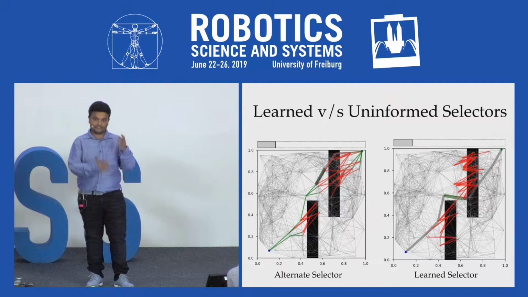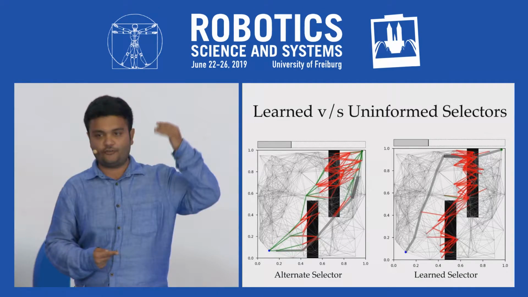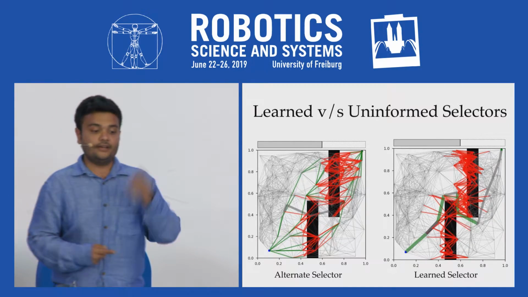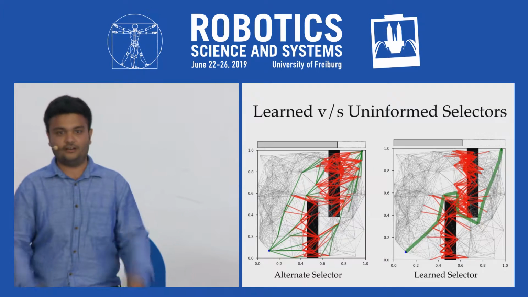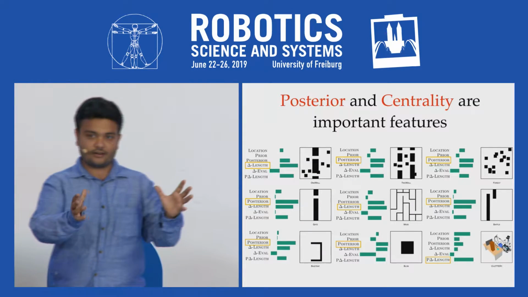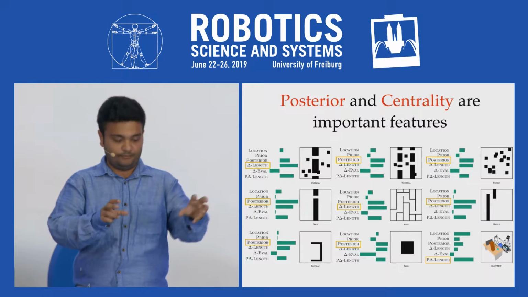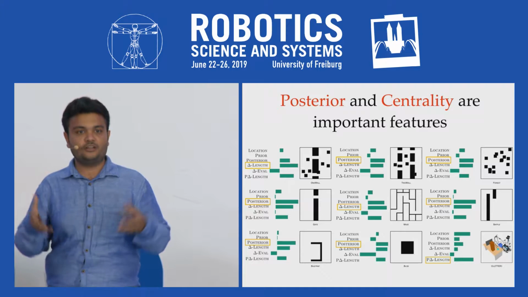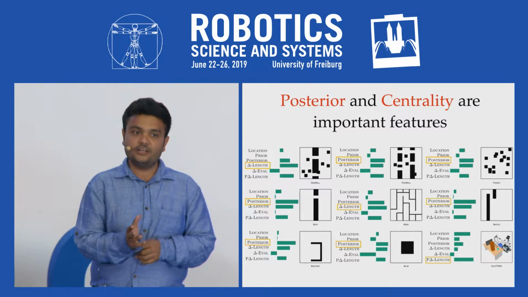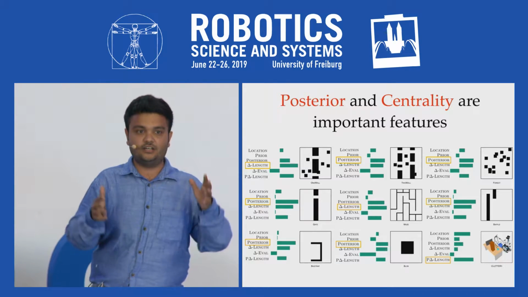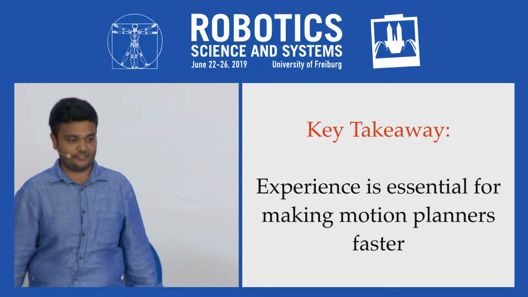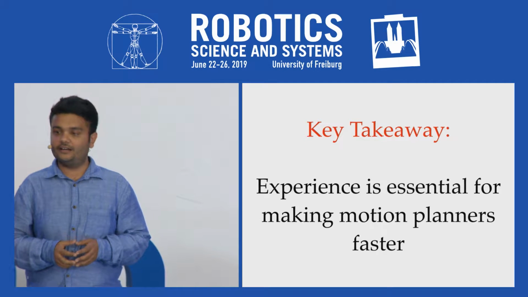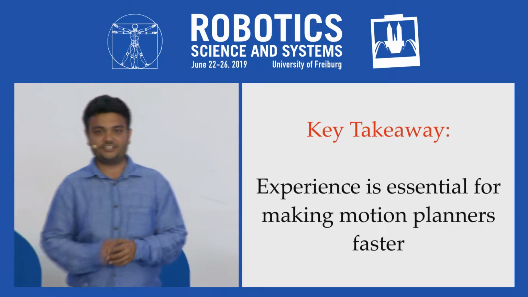Similarly, this is called a baffle. In this case, the learner focuses the search only along the walls and is able to eliminate many paths quickly and outperforms the uninformed heuristic selector. And we ran our approach on a lot of benchmark data sets, and we found that the important features were the posterior and centrality of an edge. Centrality here tells us how many paths actually pass through this edge. And our key takeaway is that experience is essential for making motion planners faster. And for more information, please meet me at the poster session. Thank you.